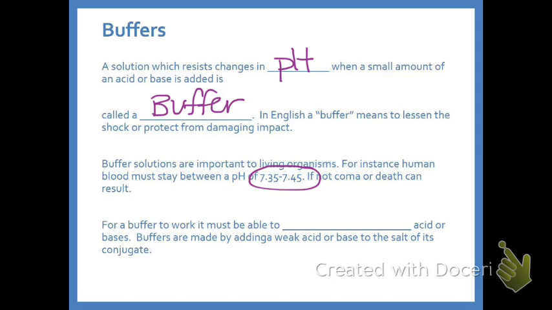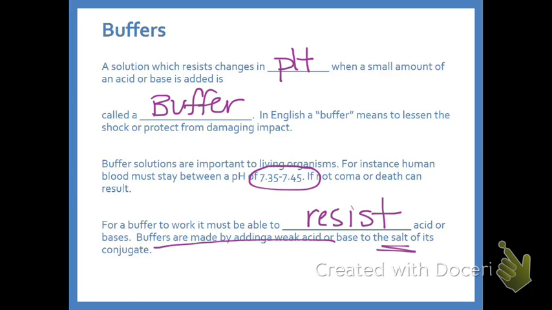But for a buffer to work, it must be able to resist acids and bases, so it resists the changes they would cause in the pH. They're made by adding a weak acid or base to the salt of its conjugate. So it's going to be weak acids and weak bases that form buffers, not strong acids and strong bases, because we'll learn in a second that a strong acid and a strong base is a complete neutralization. So basically, for a test, you just need to know that a buffer resists a change in pH, and it's formed by a weak acid or a weak base and its salt. That's the important part.